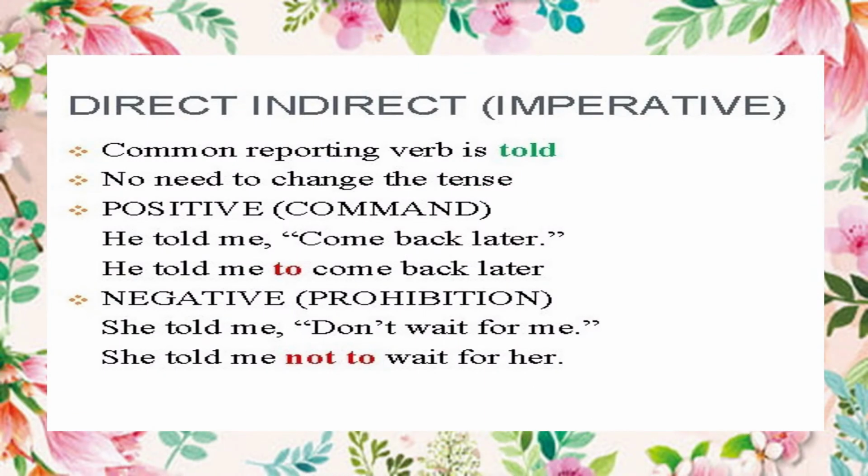Some of the rules in imperative sentences using direct and indirect. Common reporting verb is told. No need to change the tense. Positive in command form. He told me, come back later. He told me to come back later. Negative form. She told me, don't wait for me. She told me not to wait for her.